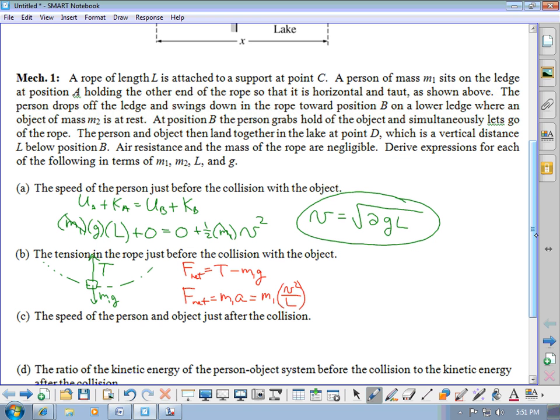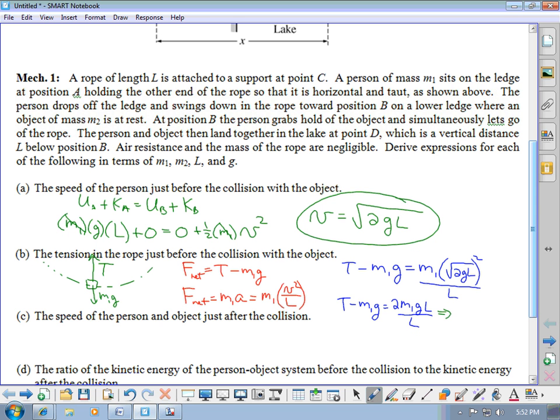Setting those two things equal to each other, we have T minus m1g equals m1 times the speed squared over L. Well, the speed that he has at the bottom is the speed that we calculated in part A. So it's going to be the square root of 2gL, squared, divided by the radius L. So this gives T minus m1g equals 2 m1 g L over L.